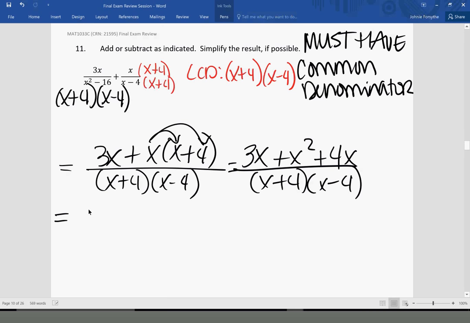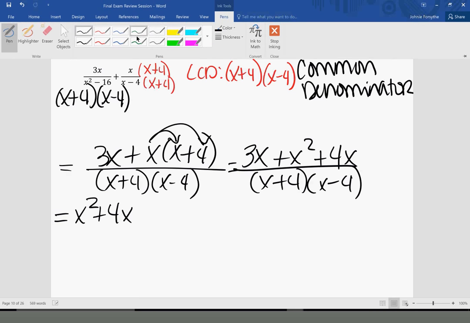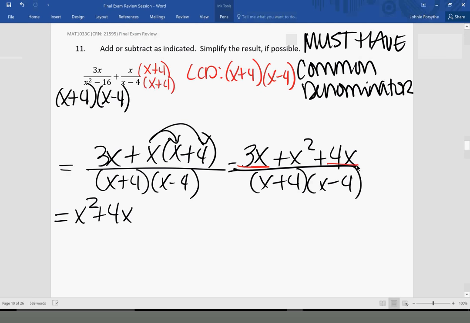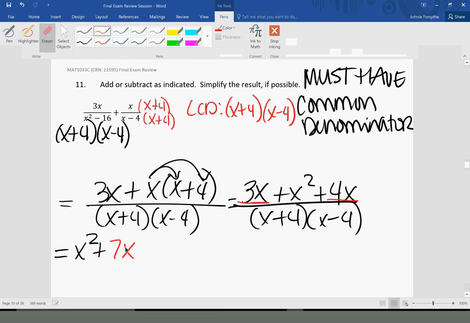Let's make sure and see if we can factor the top. So we want to change the order of the numerator to be in standard form. So we're going to write x squared first, then 4x. Oh, sorry. 3x plus 4x are like terms. Totally missed that. These are like terms. So 3x plus 4x is 7x, and then over x plus 4, x minus 4.